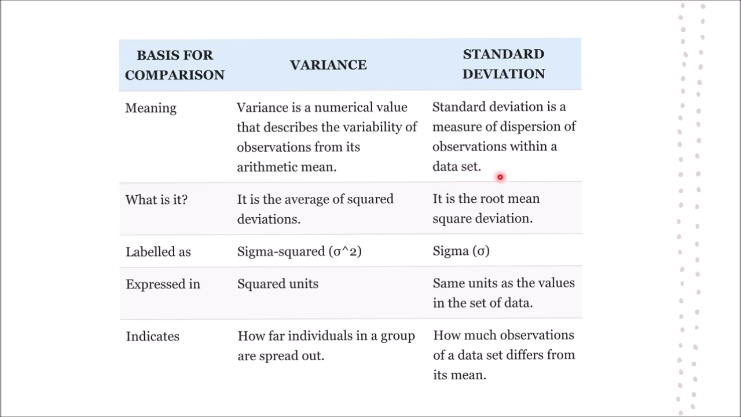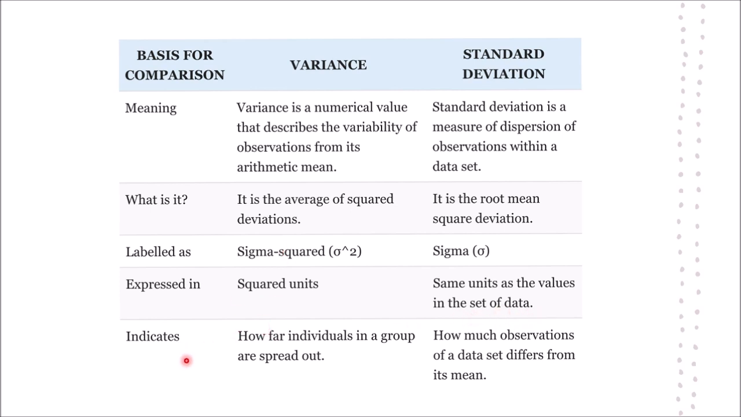For the meantime, I know that you may be thinking that variance and standard deviation have the same meaning, but let's discuss further so you can distinguish the difference between the two. Your variance is the average square deviation, and your standard deviation is the root mean square deviation. It is labeled as sigma squared for variance, and sigma only for standard deviation. Variance is expressed in squared units, and standard deviation is expressed in the same units as the values in the set of data.